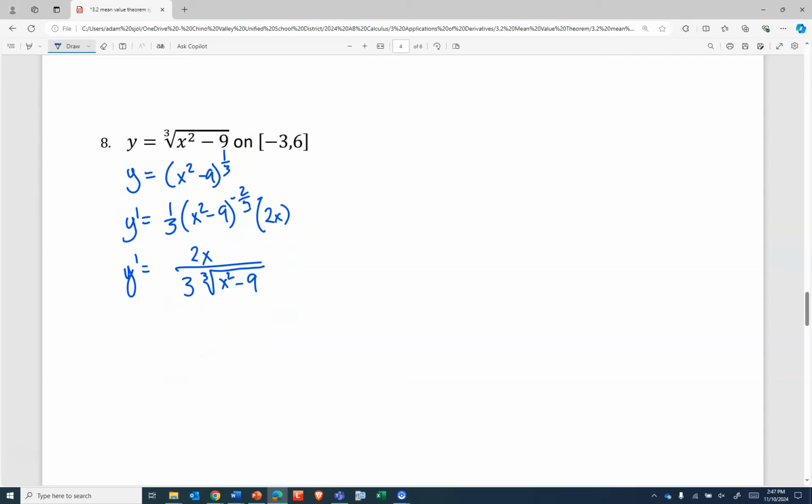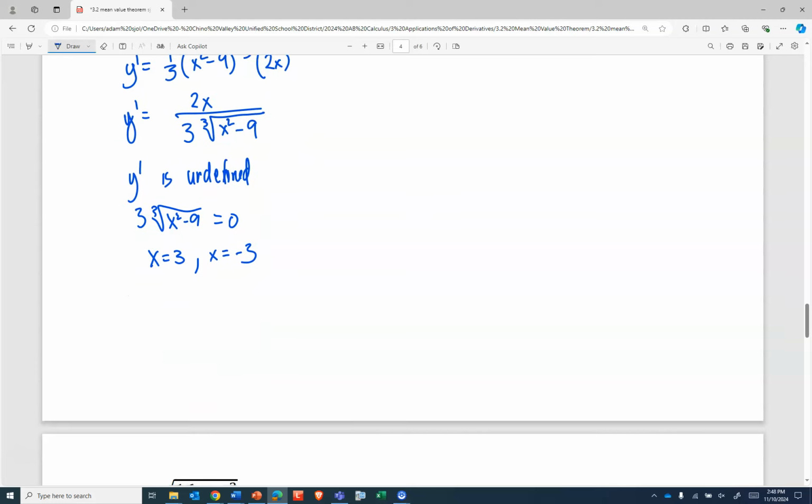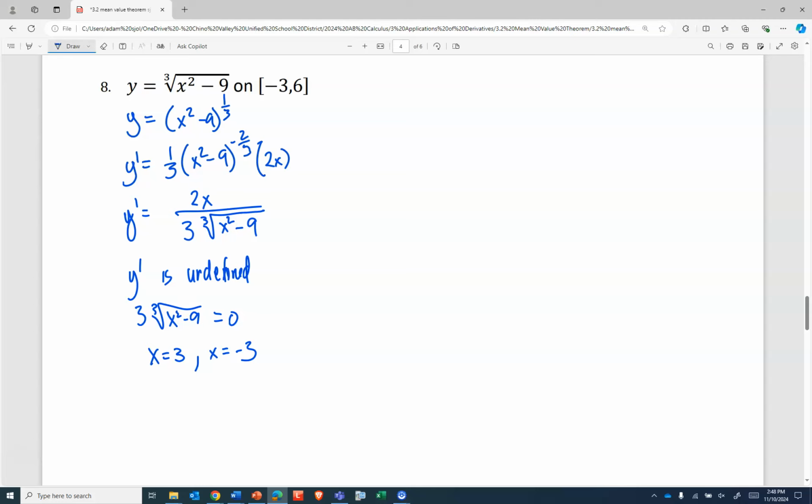And so this graph, let's see. This graph is undefined where 3 times the cube root of x squared minus 9 is equal to 0, and that's at x equals 3, x equals negative 3. And so because 3 is on our interval, we can say the mean value theorem does not apply.